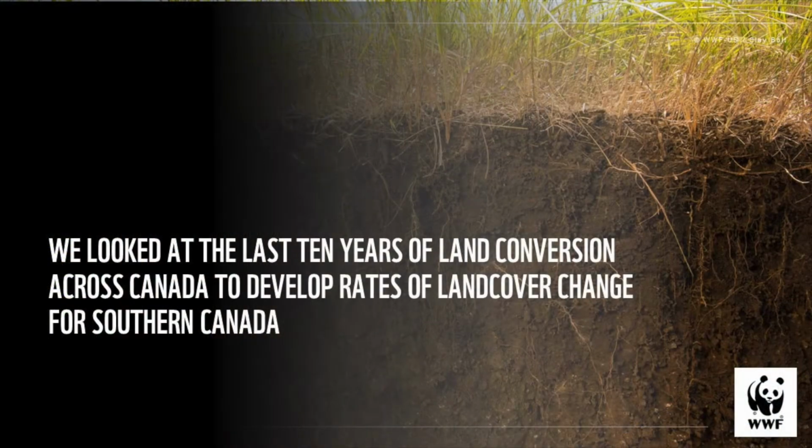What does that mean? Well, essentially, it's unlikely that all ecosystem carbon is at risk of being released to the atmosphere. Instead, we need to determine how much carbon would be vulnerable to release if a region was not protected. And to do so, we looked at the last 10 years of land conversion across Canada to develop rates of land cover change. Today, I'm going to walk you through a quick 1-minute tutorial on how to evaluate the additionality of establishing a new protected area through the lens of ecosystem carbon and climate mitigation.